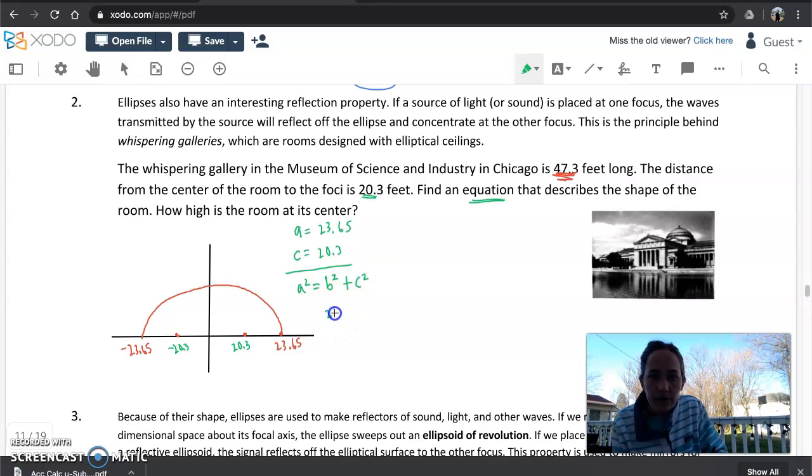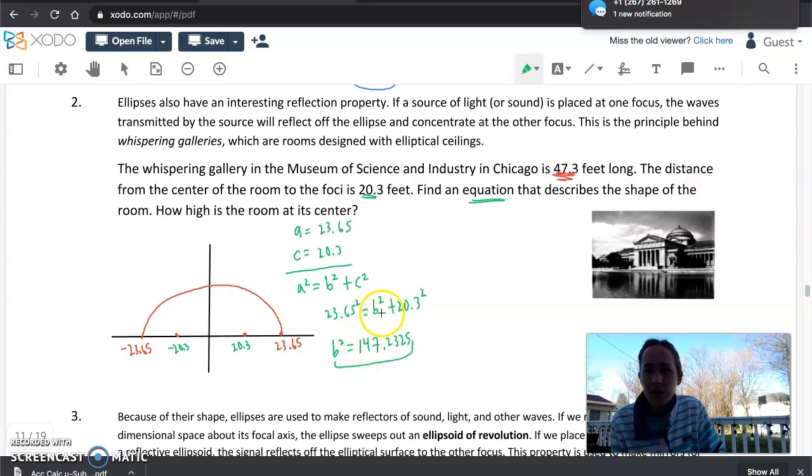So we can plug in the values. 23.65 squared equals B squared plus 20.3 squared. And we get B squared equals, do a quick calculation, around 147.2325. Now this is not exact, but it's just a model anyway. So for now, it'll be good enough for our equation.